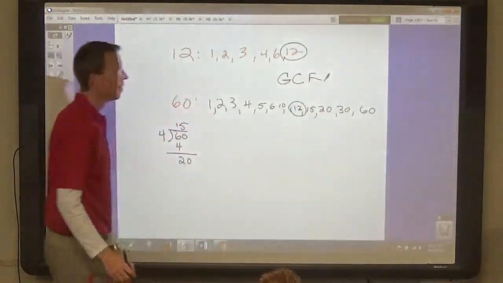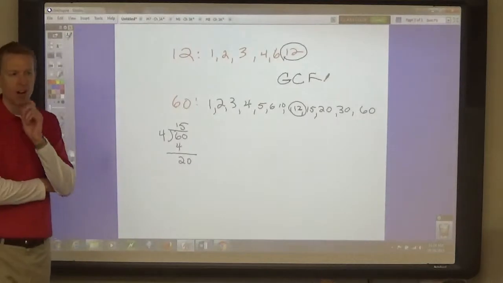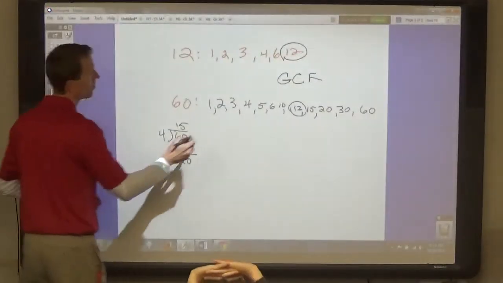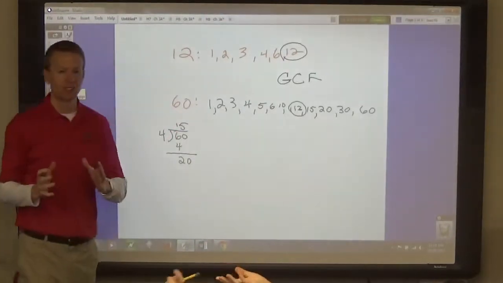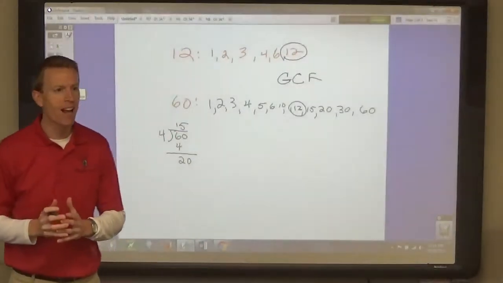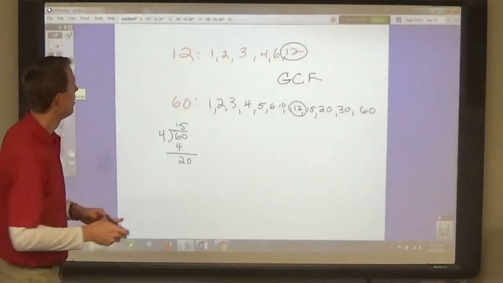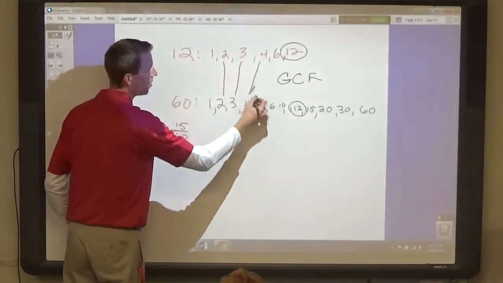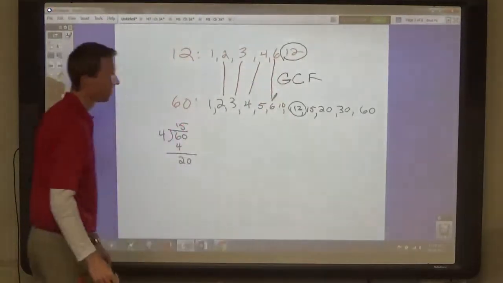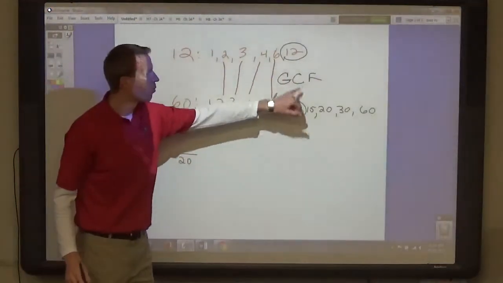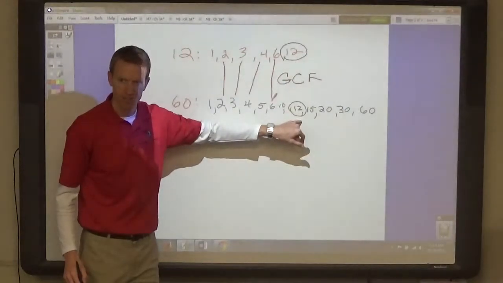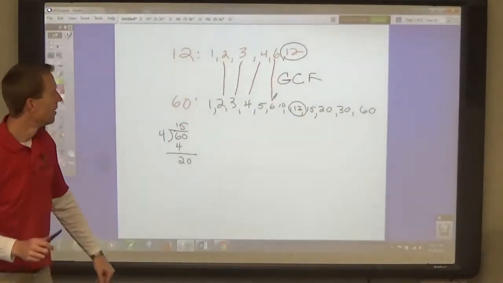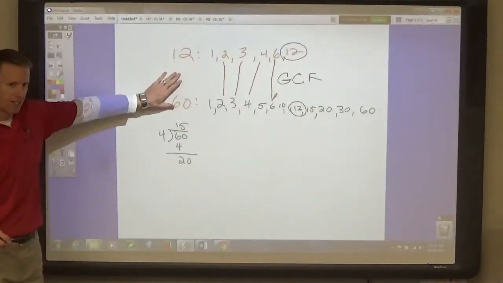Okay? Now, class, listen. Are there other common factors? Yeah. We have 1, 2, 6. Now, listen. Don't start with 1. 1 will be a factor of every number. But the 2s, the 3s, the 4s, the 6s. But we're looking for the greatest common factor.